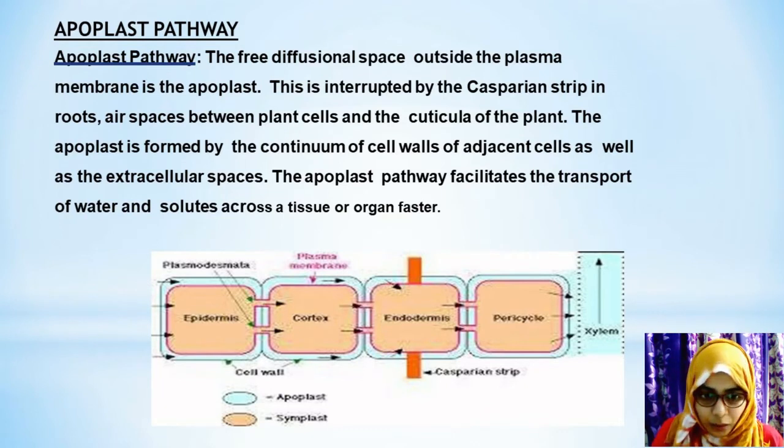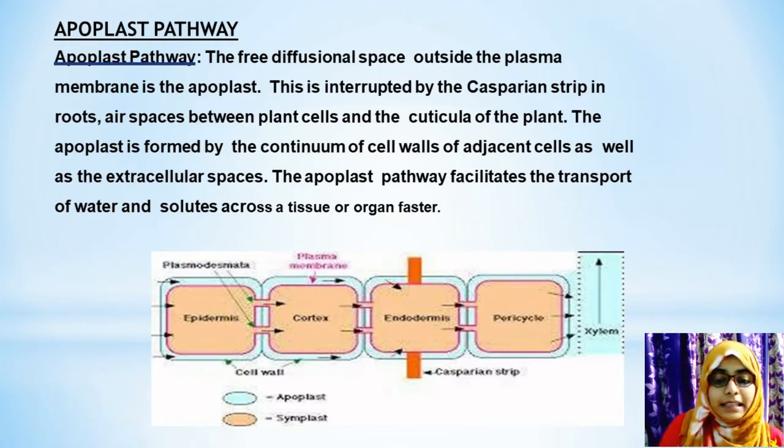In the apoplast pathway, the free diffusional space outside the plasma membrane is the apoplast. This is interrupted by the Casparian strip in roots, air spaces between the plant cells and the cuticle of the plant. When water molecules move, it usually takes place through that blue line, which is nothing but the plasma membrane. The movement of water molecules only through that blue line is called the apoplast pathway, which is interrupted by the Casparian strip. The Casparian strip is that orange colored structure in between, interrupting the movement of water molecules going through the apoplast pathway.